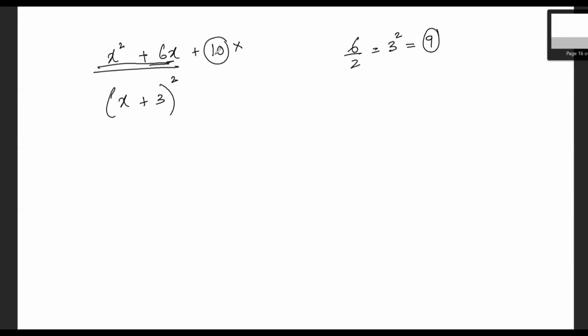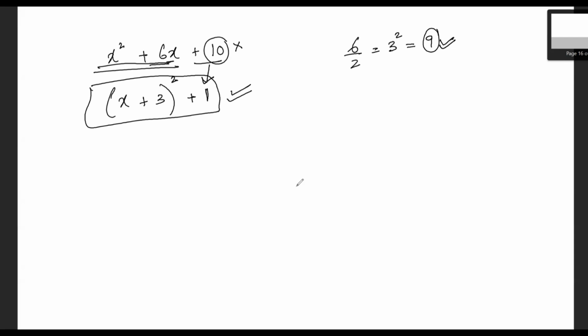But since it's 10, it's more than 9, right? Means one is extra in this. You want 9, but there we have 10, means 1 extra. So x plus 3 whole square plus 1. That is the completed square form for this question.